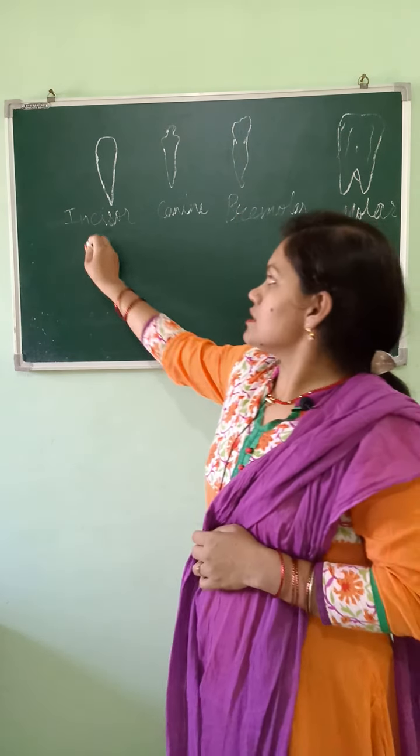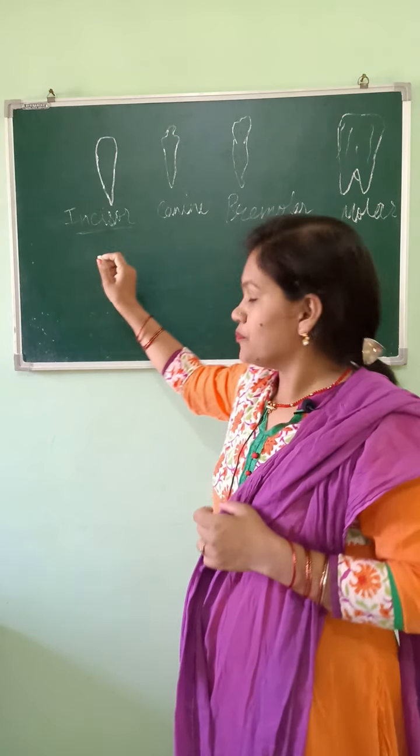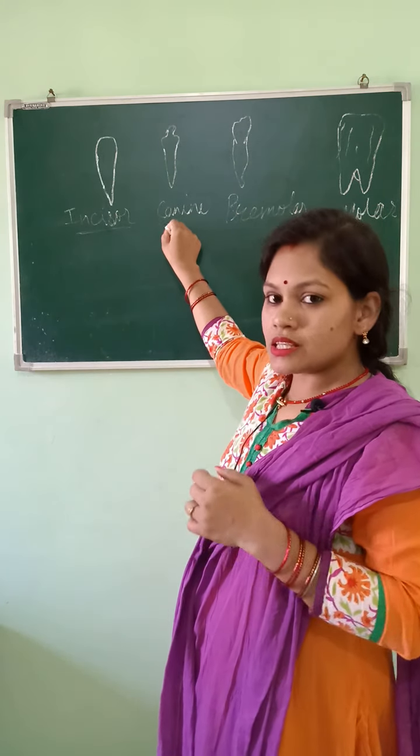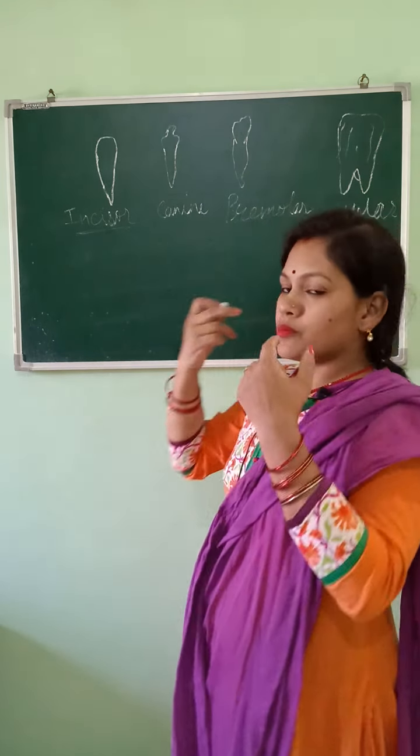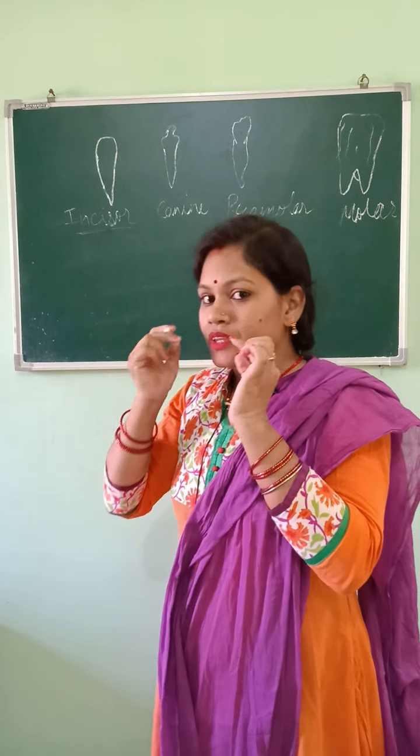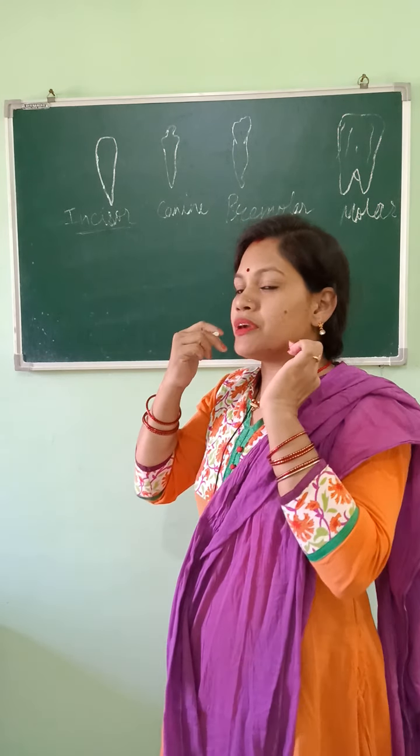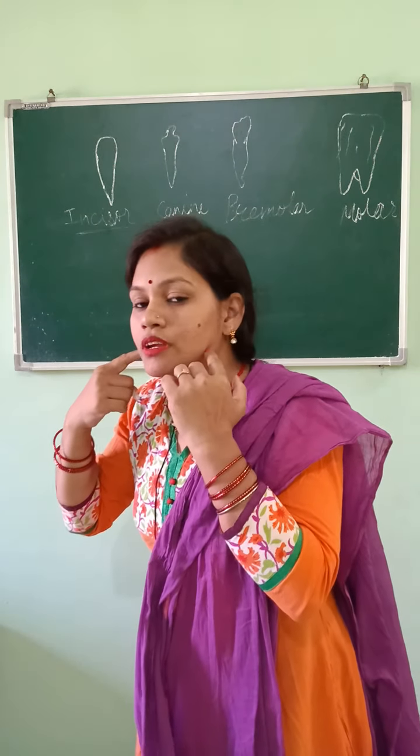This is incisor. Where is it found? These are the front teeth. This is canine. These are the pointed teeth. Premolars come after the incisor. By the side of incisor there is canine, and after the canine there are premolars. After the premolars, we have the molars.